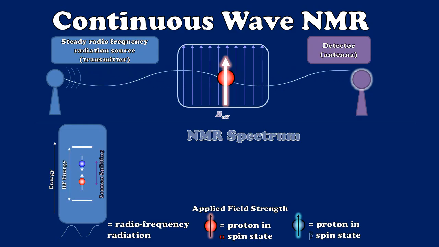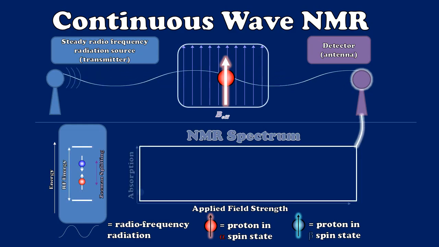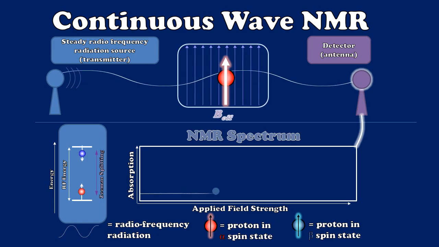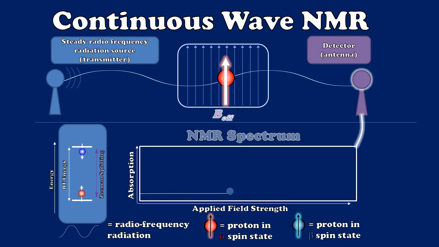So if I were to plot the energy or the intensity of the radio frequency that's being viewed at the detector, right now it would be fairly strong. In other words, there's no absorption. So as I continue to increase the strength of the applied magnetic field up to the Zeeman splitting energy, I see nothing. The radio frequency wave is still getting through.